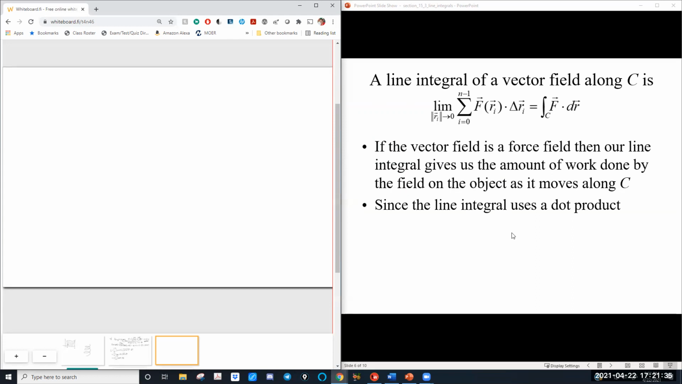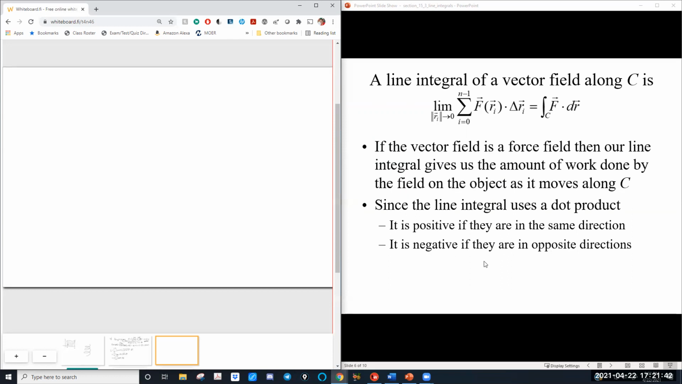Now, since the line integral uses the dot product, if the component's in the same direction, it's positive, negative if they're in opposite directions, and 0 if they're perpendicular. Well, think about what we want. We're trying to find to what extent our path is in the direction of the vector field. So this dot product works perfectly for us because we want it to be positive if they're in the same direction, negative if we're going against the vector field, and 0 if they're perpendicular.